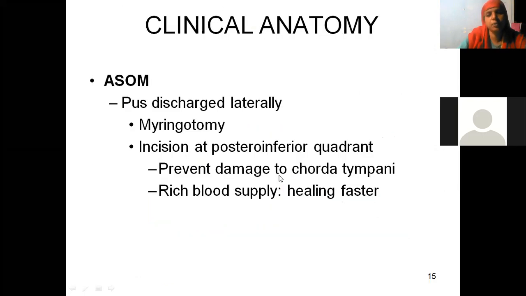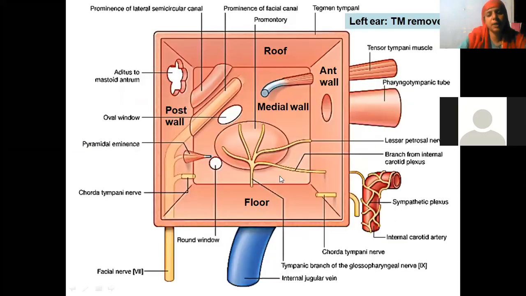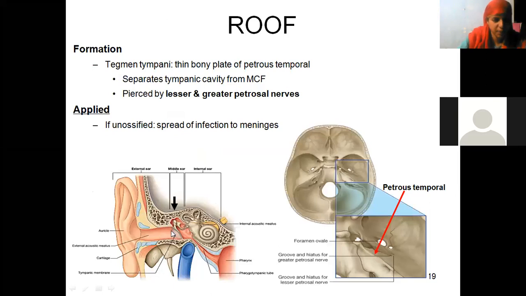So before I take you to the other boundaries, it's better I show you the real picture of the ear. See, this is the ear, isn't it? So I told you the tympanic membrane is forming the lateral wall. This is completely the inner ear or internal ear. Internal ear forms the medial wall. Roof is formed by the middle cranial fossa, that is temporal bone.